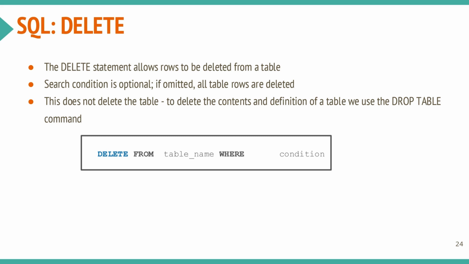Finally, delete. This is for removing rows. We use the delete from command. We say which table to delete from, and we use a where clause to specify which row to delete. Just like update, the where clause is extremely important. If you forget it and just say delete from courses, you will delete every course from the table.